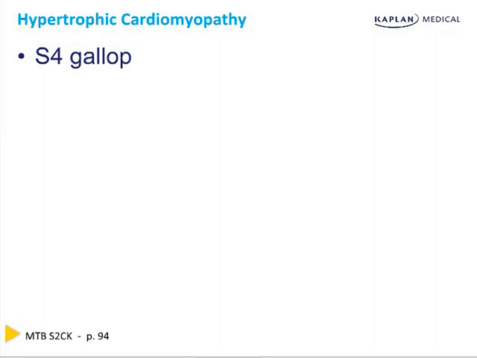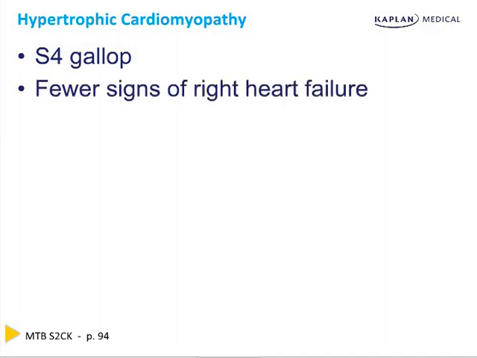All forms of hypertrophic cardiomyopathy can have an S4 gallop. S4 gallop is atrial systole against a stiff, non-compliant ventricle. It hits with a boom! Boom! Instead of a nice relaxation.